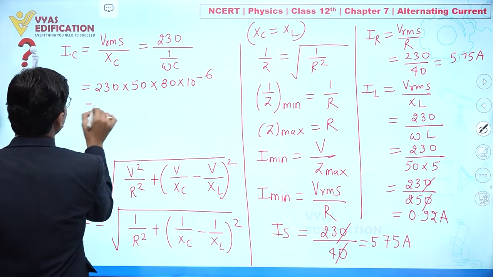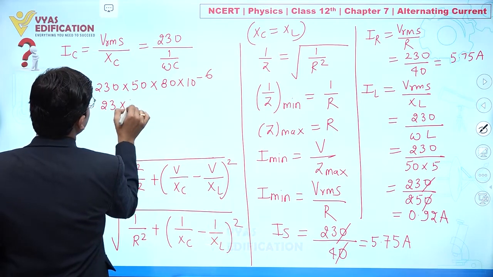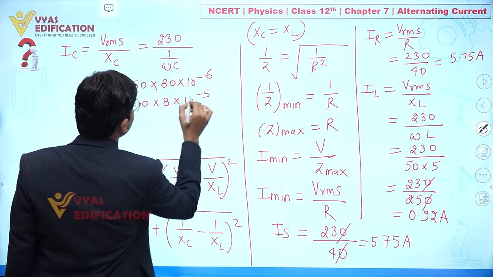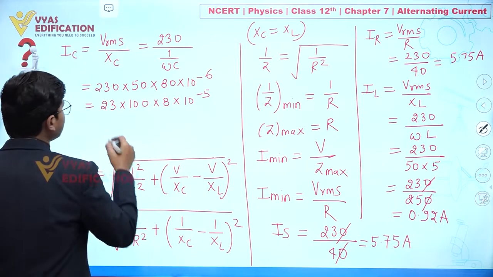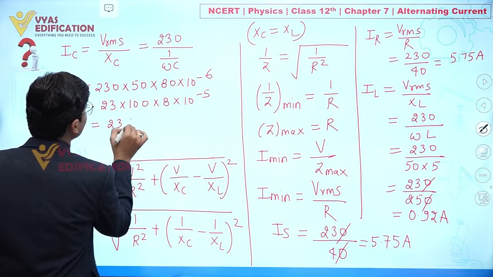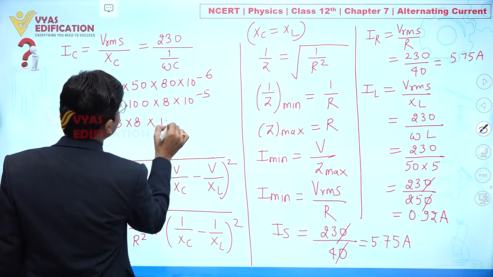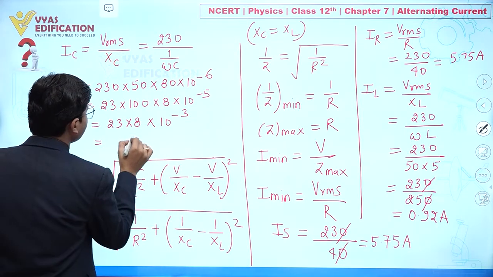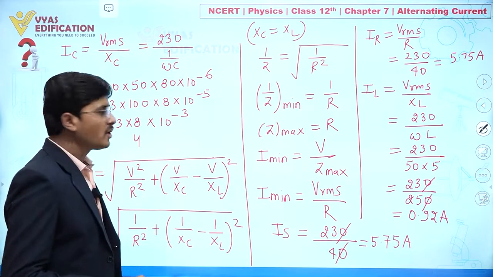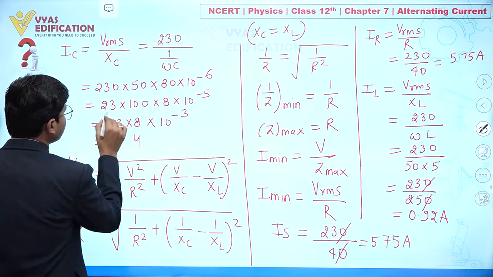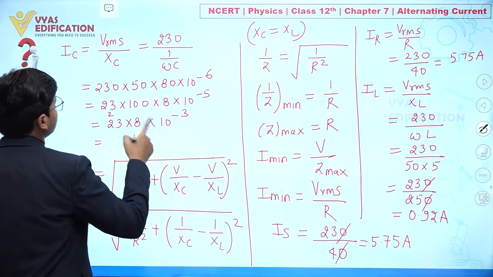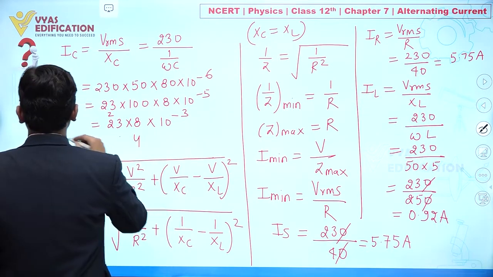So we can see 23 into 100 into 8 into 10 to the power minus 5, clear. So we can see this is 23 into 8, clear, multiply 10 to the power minus 3, clear. Now if you multiply, you can see this is 24, we have 2, and we can say 16, we can say 18, yes or no? Yes. Just a minute.